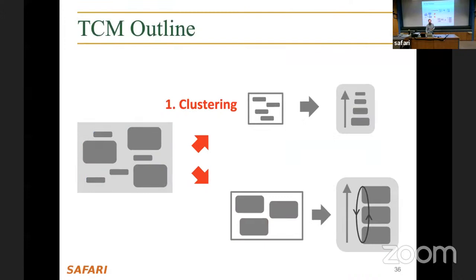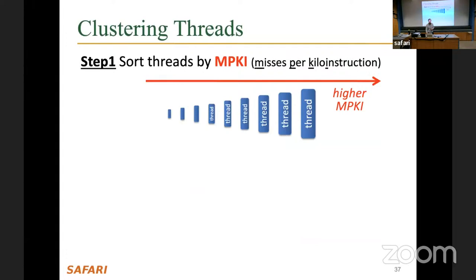Let's take a look at this clustering because it's important. At least the algorithm we used was trying to be simple. We sorted the threads based on misses per kilo instruction. This is last level cache misses per kilo instruction. How many requests basically come to the memory controller per kilo instruction for each thread? And then we compute some total memory bandwidth usage from these threads.